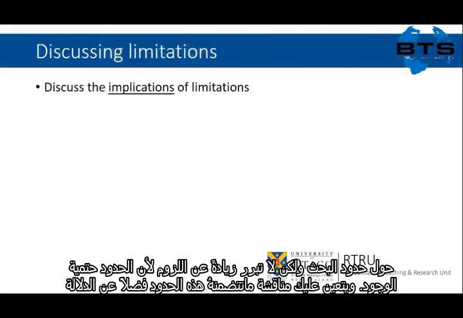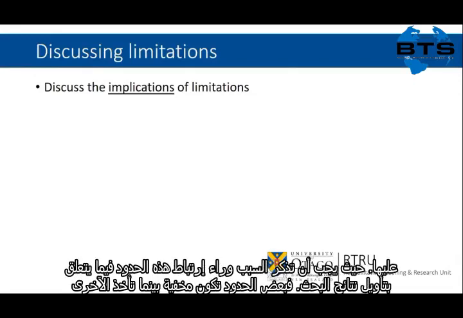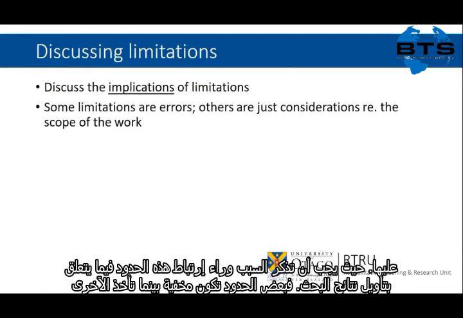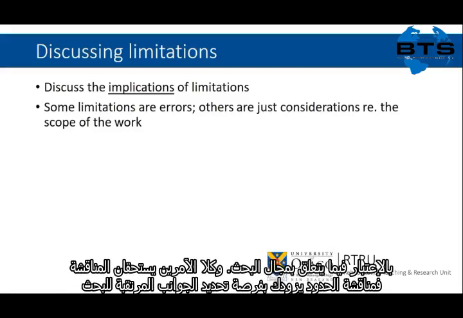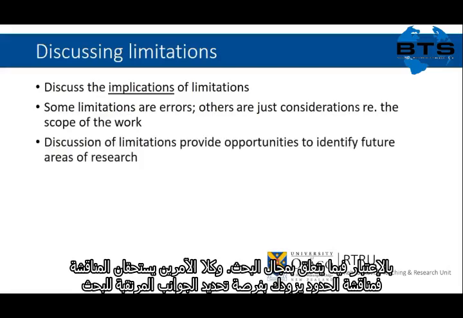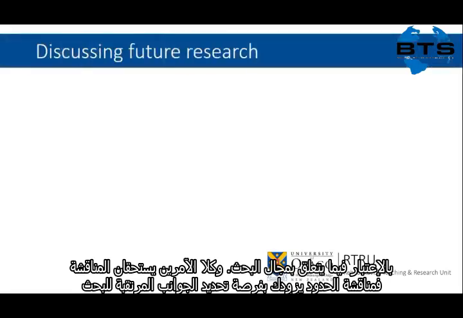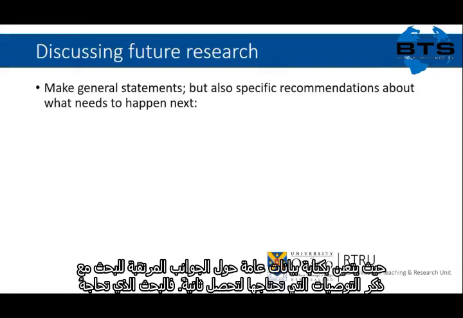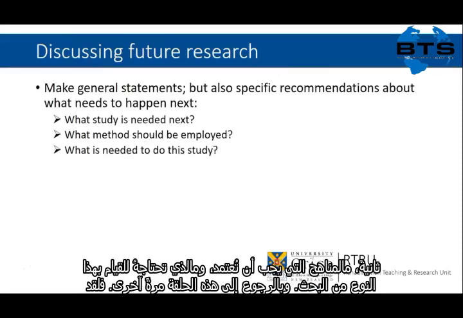because limitations are inevitable. You want to discuss the implications of the limitations rather than just highlight them. You've got to talk about why the limitations are relevant in terms of interpreting the results of your work. Some limitations are just errors and others are considerations regarding the scope of the work, but both of these things are worth discussing. Discussion of the limitations also provides you with an opportunity to identify future areas of research. You want to make general statements about future areas of research, but also provide specific recommendations about what needs to happen next, what study is needed next, what methods should be employed, what is needed to do these types of studies.